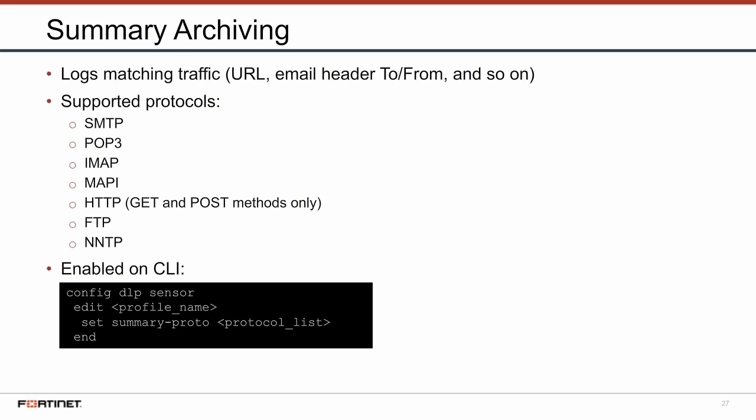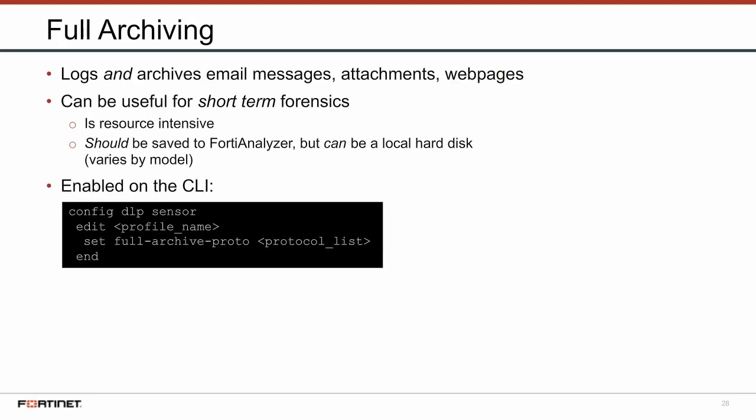Summary archiving records a log message that summarizes the traffic and therefore varies by protocol. For example, for an email message, the summary archive would contain the sender's email address, the recipient's email address, and the size. When users access the internet, FortiGate logs record every URL they visit. Full archiving records the summary log, but a complete email message, including any attachments, is also archived. When a user accesses the internet, every page the user visits is archived.